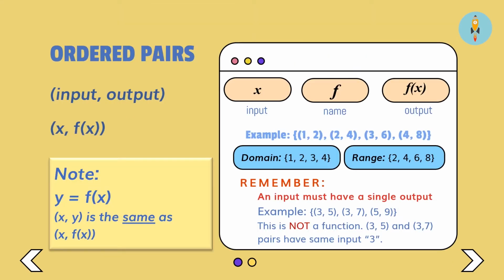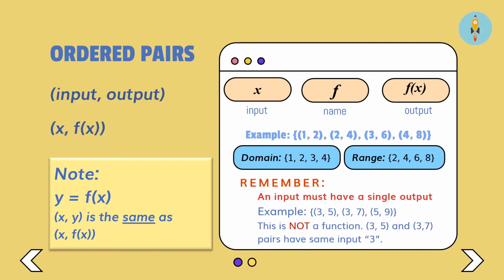Another way to think about functions is through ordered pairs. Write the input and output of a function as an ordered pair such as (3, 7). The input always comes first, then next is the output. In other words, an ordered pair of a function looks like this.